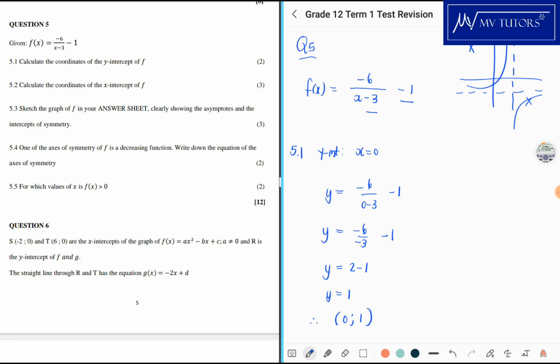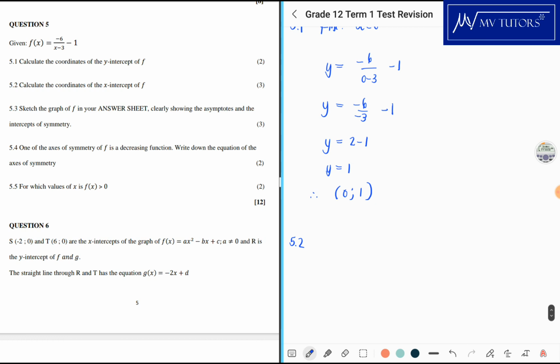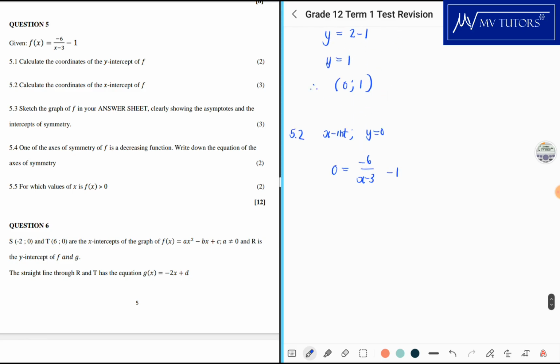So that's basically that. And then 5.2, calculate the coordinates of the x-intercept of f. So whenever we're calculating the x-intercept, we need to make y 0. So let's go. 0 is equal to negative 6 over x minus 3 minus 1. So this is now solving for x. So I'm going to take negative 1 to the other side. And then I have negative 6 over x minus 3. Then I'm going to multiply x minus 3 on both sides.